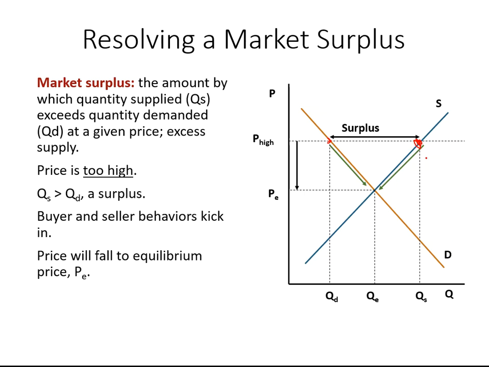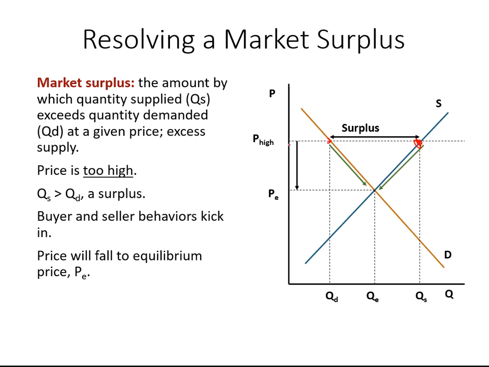That's pretty normal in today's business. You just shut down your business. By having those behaviors, that will eventually decrease the supply. That's why QS decreases to QE. But since the price also decreased, the quantity demanded will increase from QD to QE. So that's how the market responds to a market surplus. Remember, a market surplus is in disequilibrium.